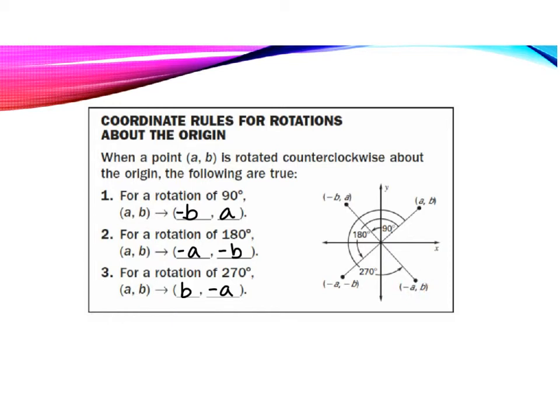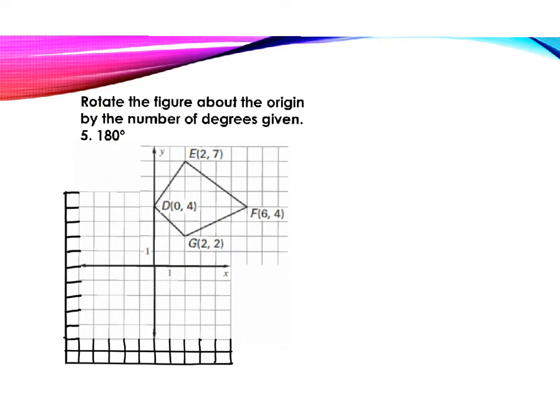Okay, so let's look at some more things about rotations. On this example, I had to add in a little bit of my grid because it's going to go off the grid a little bit. If you want to do that on your paper, please do. We're going to rotate this figure about the origin by the number of degrees given, 180 degrees. We're going to rotate all 4 of these points 180 degrees to get our figure.